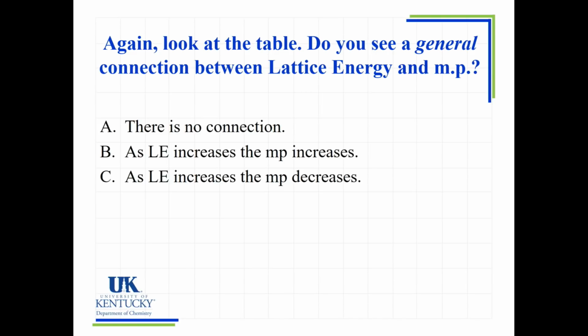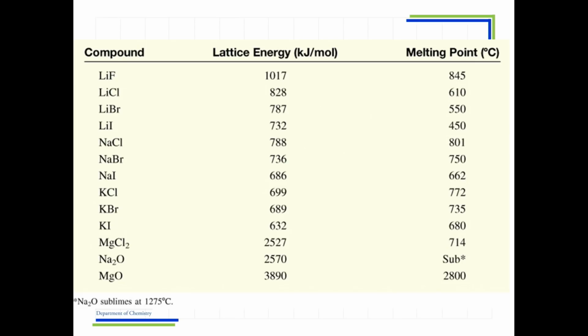Hopefully you saw that, as a general rule, it's not exact, but as the lattice energy increases, the melting point increases. Let's look at it again, okay? Let's compare these two. We see that the small ion gave me a big lattice energy compared to this one, and the big lattice energy resulted in a larger melting point. So as the lattice energy went up, the melting point went up.